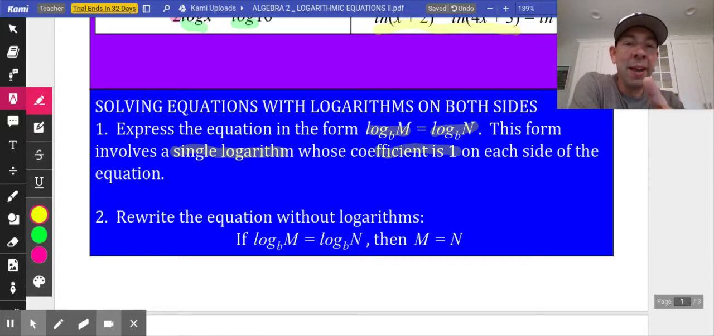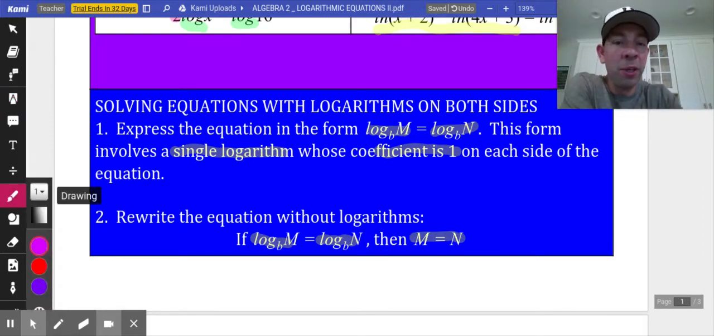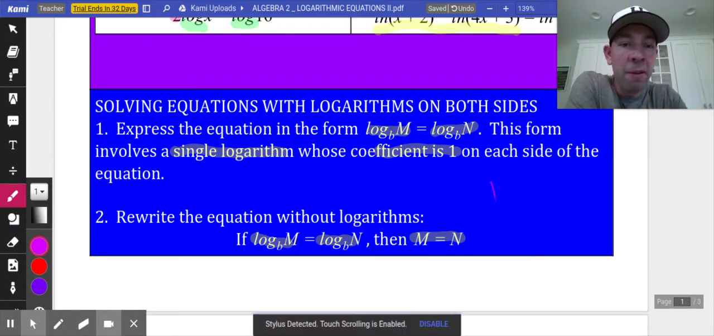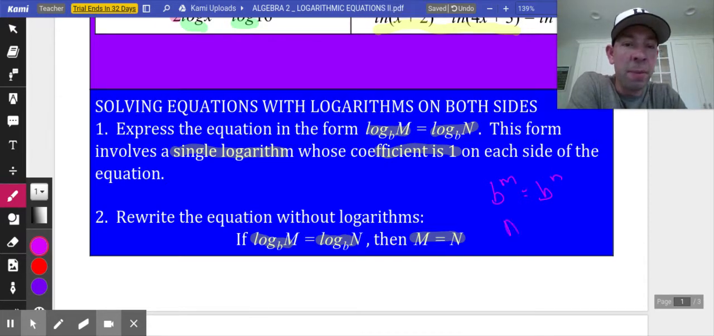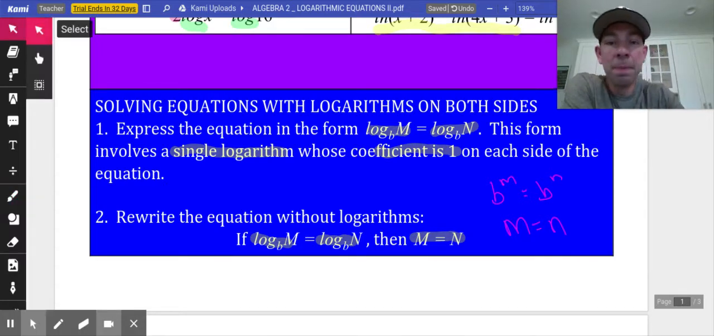A lot of times that's not emphasized or appreciated as being a big deal, but we've got to make sure we've got a single log with a coefficient of 1 on both sides. Once we get a single log on the left and a single log on the right, we can rewrite it without logs and say m has to equal n. We saw something really similar with exponential equations not too long ago: if we have b to the m power equal to b to the n power, the only way those expressions could be equal is if m equals n, and then you solve. The same thing holds true here.